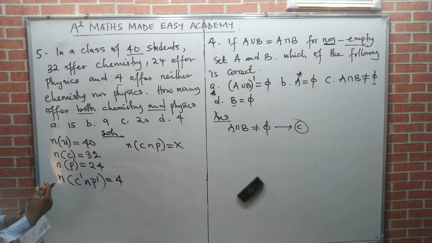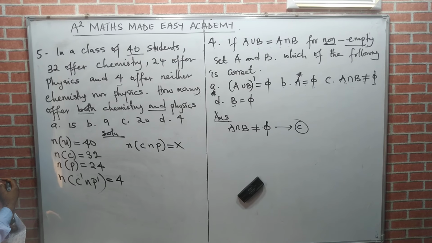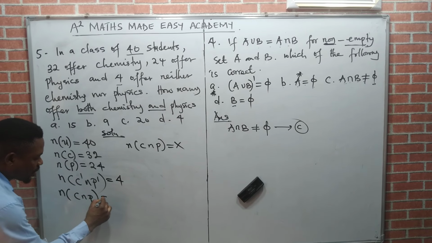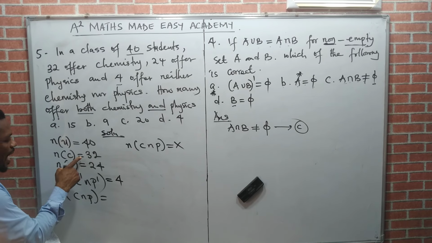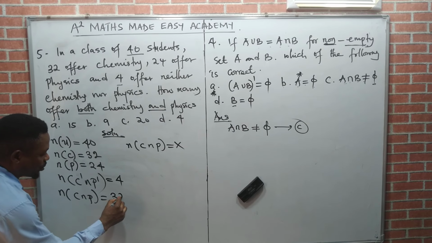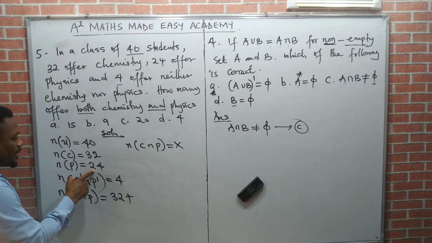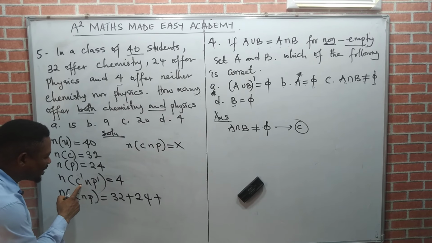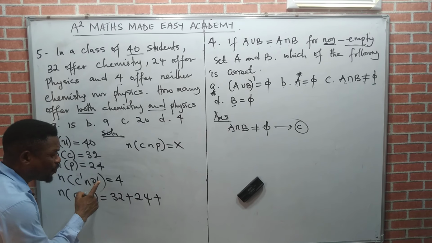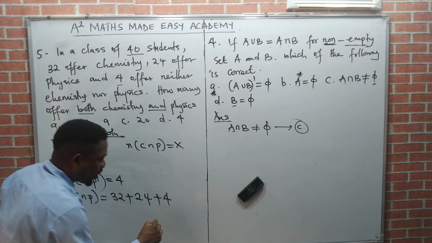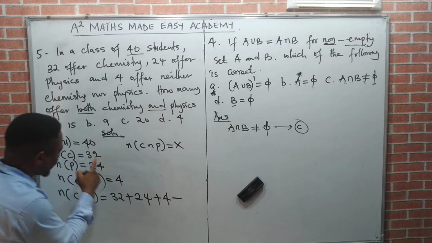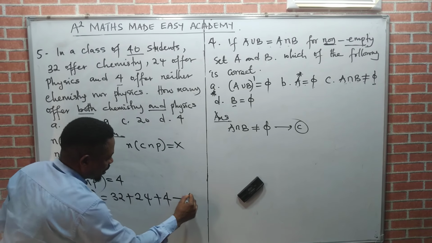Now there is a shortcut by which you can solve this problem since it's a word problem. Now we are looking for the number that offer chemistry and physics. Watch. Just add. Number that offer chemistry is 32, plus number that offer physics is what? 24. Then the number that did not offer chemistry and did not offer physics is what? 4. Then the value of the universal set, what is it? It is 40.